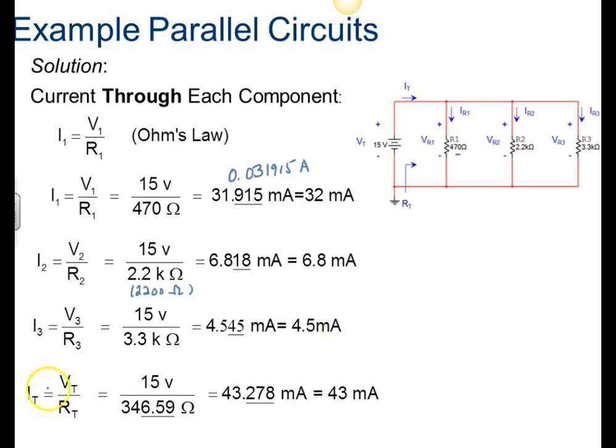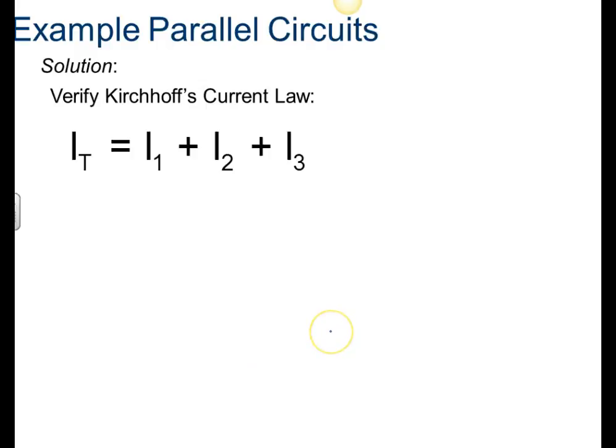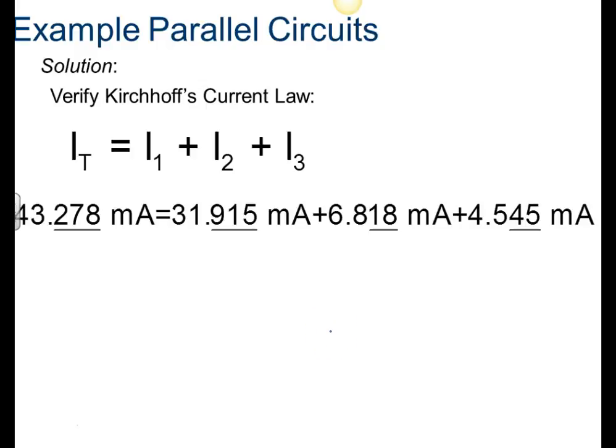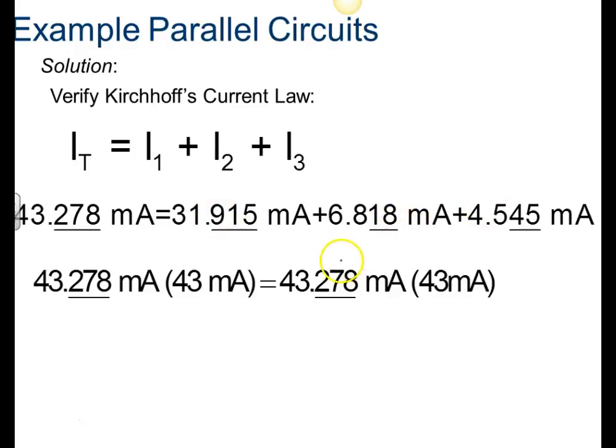So total current is going to be the total voltage divided by the total resistance, and that would be 15 volts divided by a total resistance of 346.59 ohms. That's unrounded, and that gives approximately 43 milliamps. Verifying the current law, we would add all those milliamps together, and we end up with 43.278 equals the current across each of the individual resistors, and that leads to 43 milliamps is equal to 43 milliamps, no matter how you look at it.